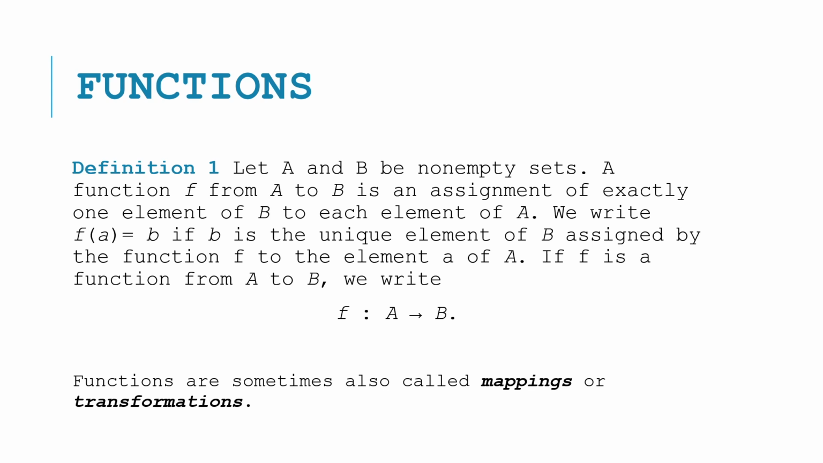If f is a function from A to B, we write it as f colon A mapped to B. This arrow here is read as mapped. That's why functions are sometimes also called mappings or transformations.